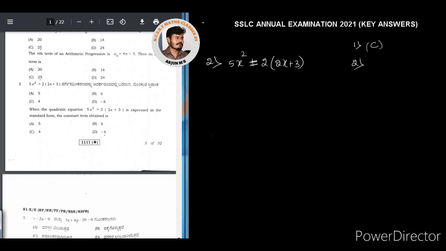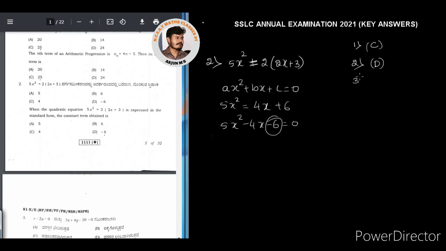We know that according to the quadratic equation, its general form is ax square plus bx plus c is equal to 0. According to this condition, you have to convert it into its general form. 5x square is equal to 2 2s are 4x and 2 3s are plus 6. Then transpose 4x and 6 to LHS, we get 5x square minus 4x minus 6 is equal to 0. Now its constant value is minus 6. Here option D is correct. Minus 6 is the correct answer. Now take down the third question.